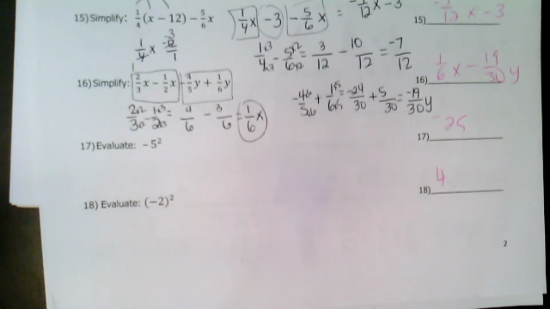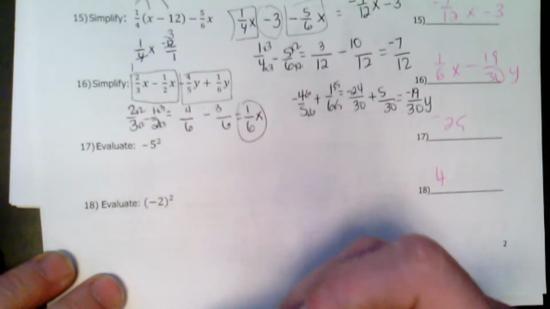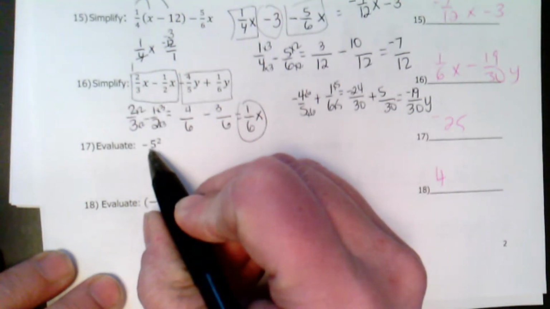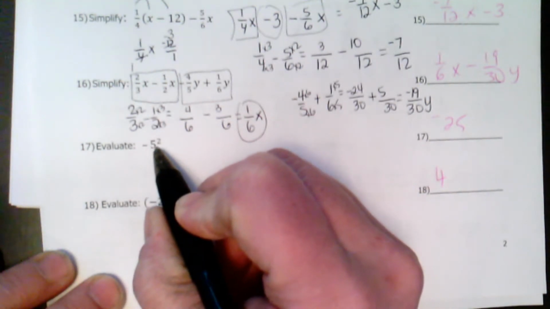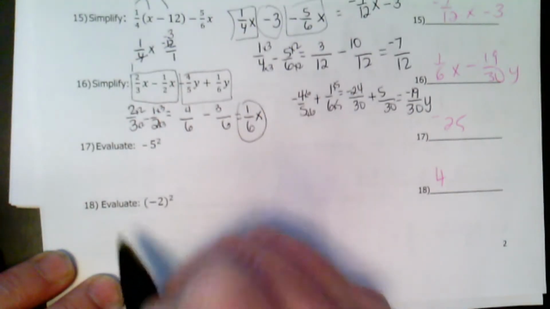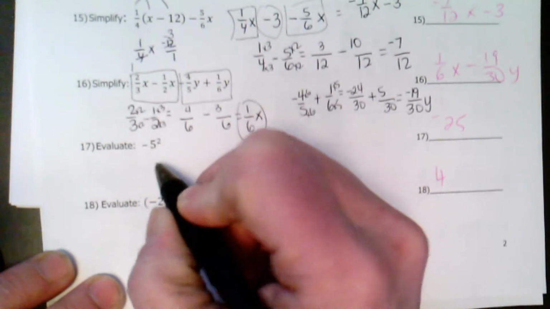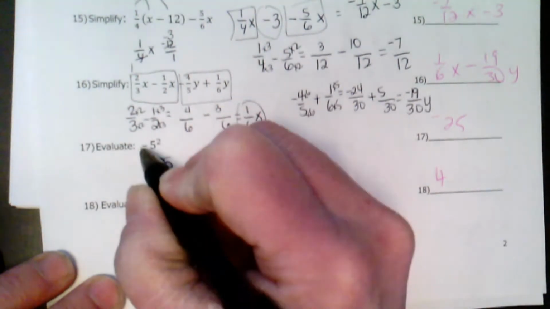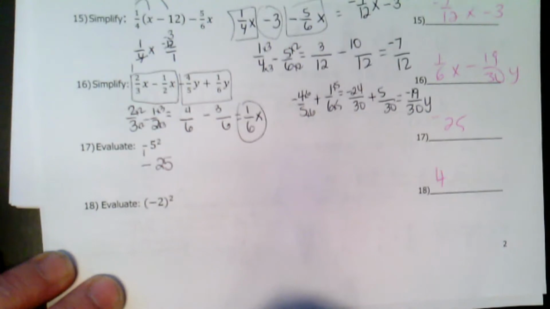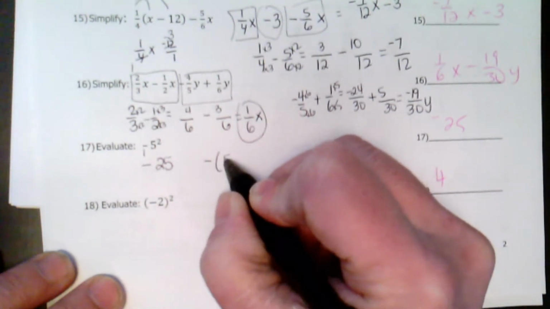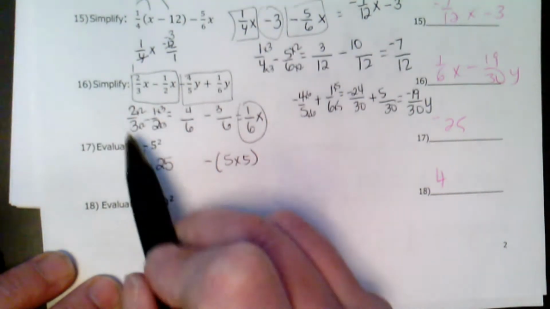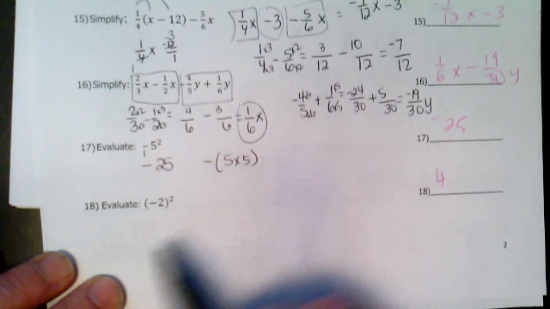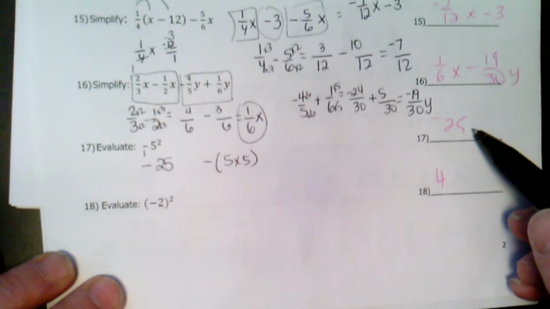Alright, number 17. Be careful on these. If there are no parentheses, then you're squaring just what you're touching. So in this case it's touching a 5, so that's what we're squaring. Then the negative sign goes out front. It means this in math. So it's the opposite of 5 squared. So negative 25 is your answer.